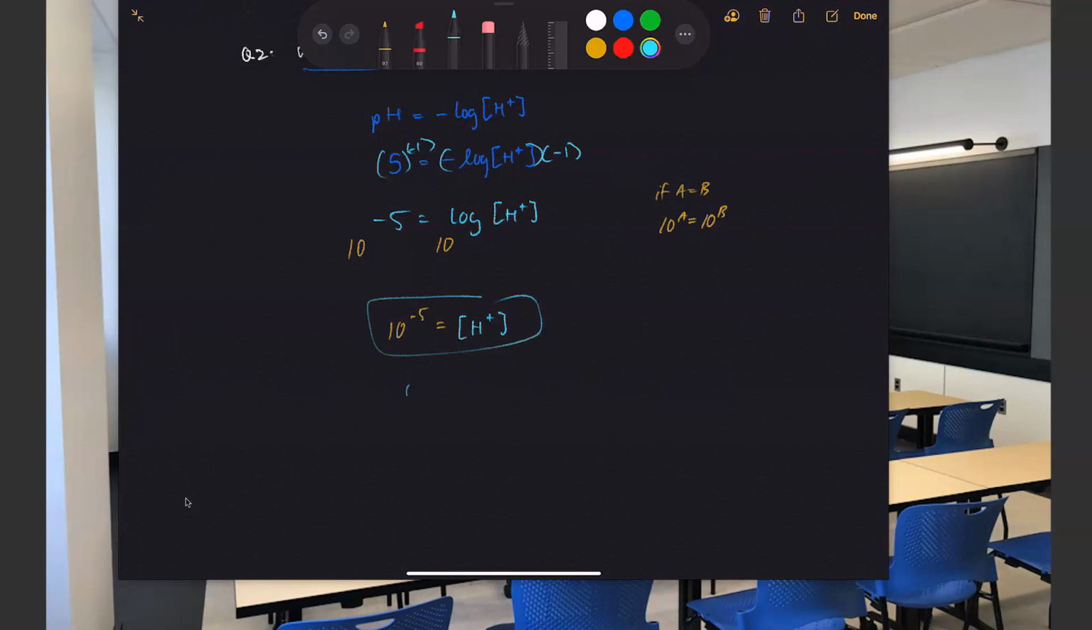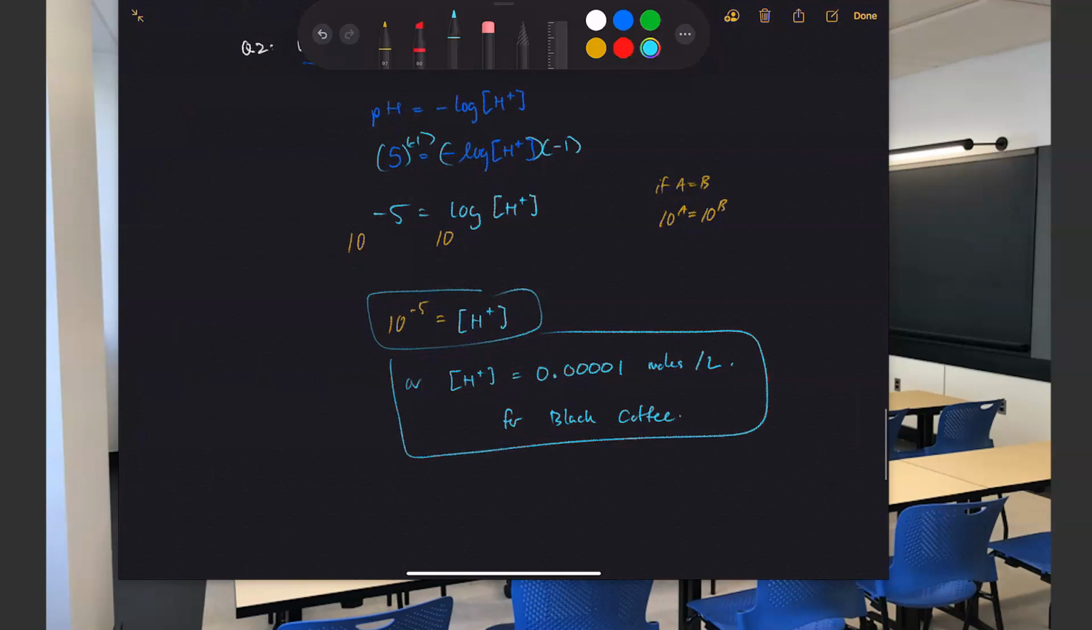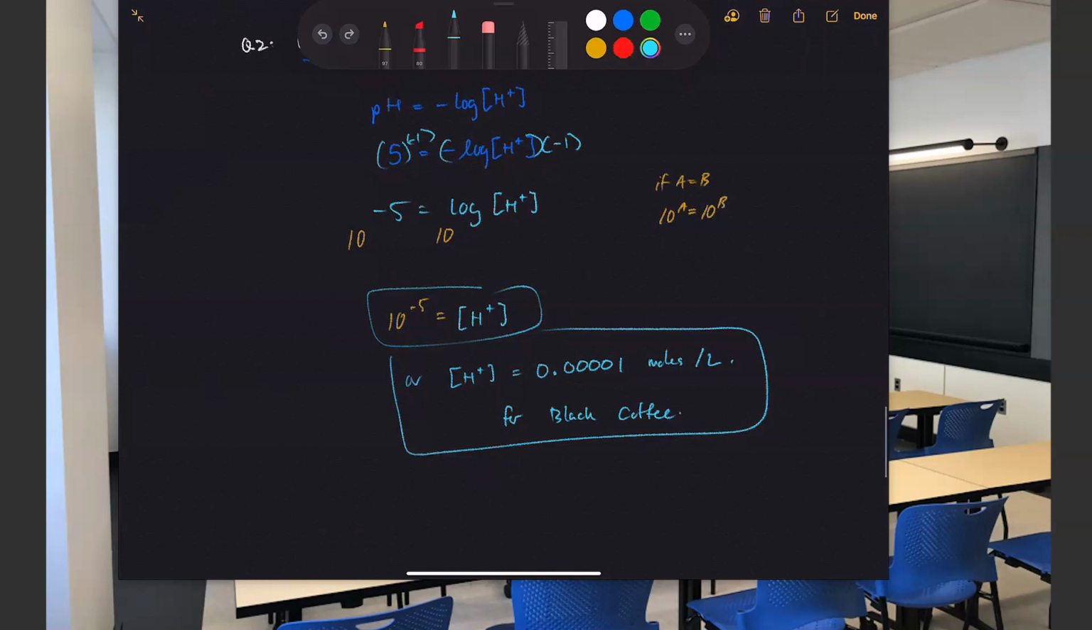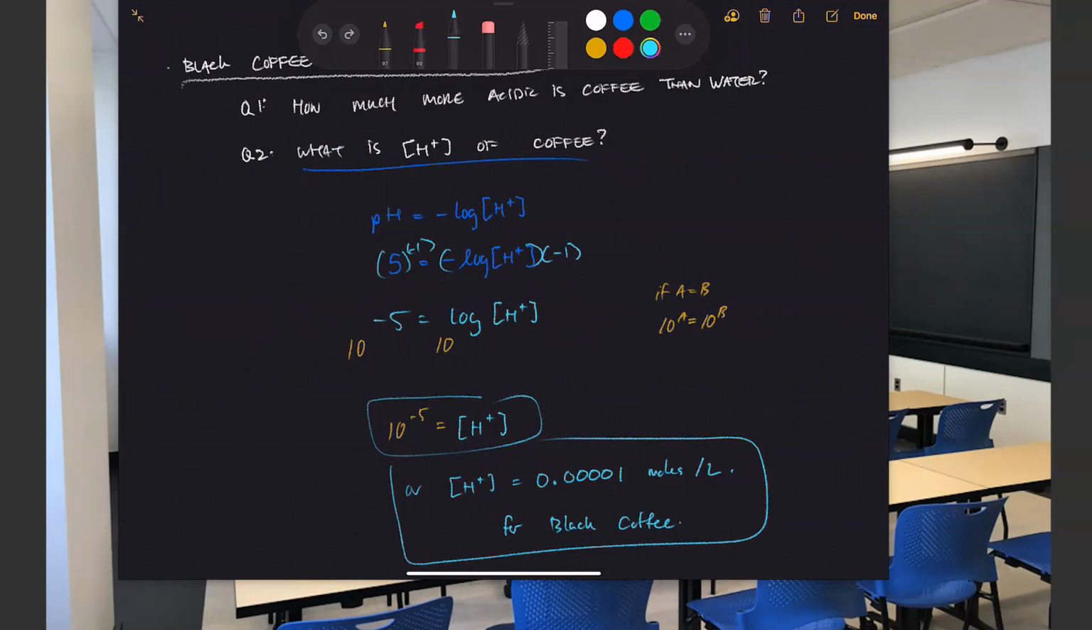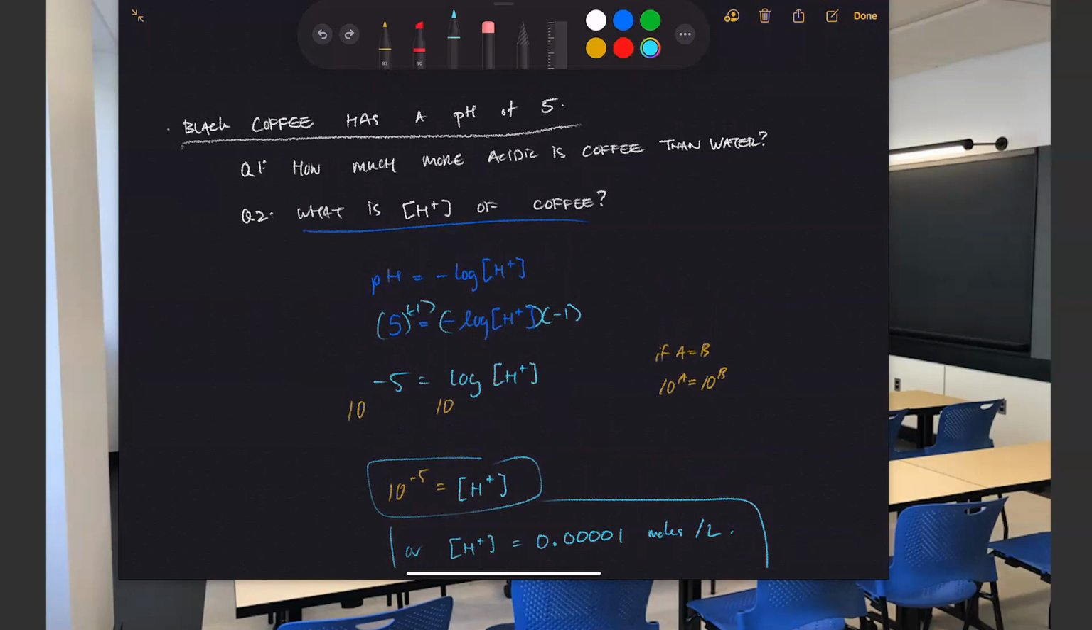We could leave it like this, or say that this is equal to 0.00001 moles per liter for black coffee, right? Because we have 1, 2, 3, 4, 5 decimal places backwards. So logs are doing their thing of helping us take tiny numbers and bring them more into our hands, with something like 5 being the pH. So that's the hydrogen ion concentration of black coffee.